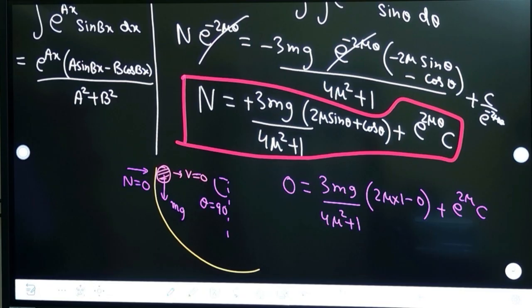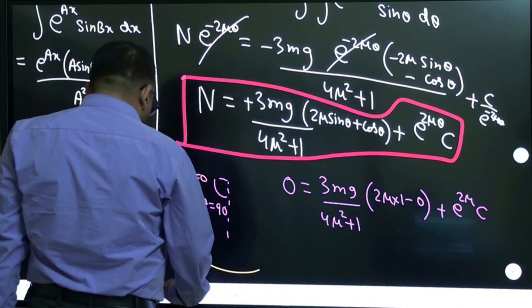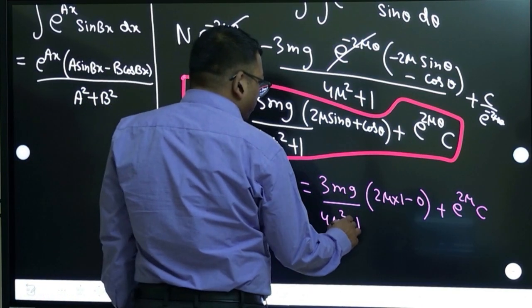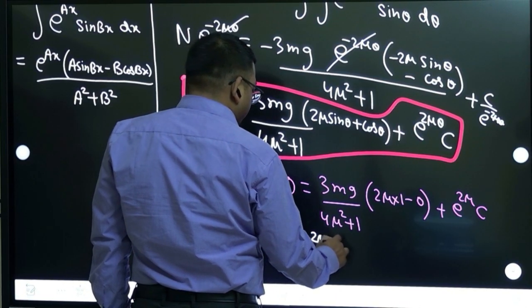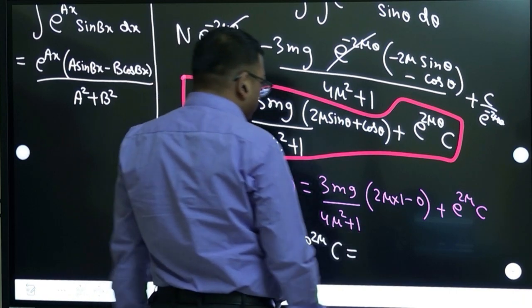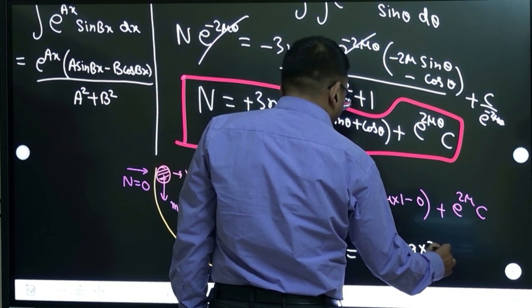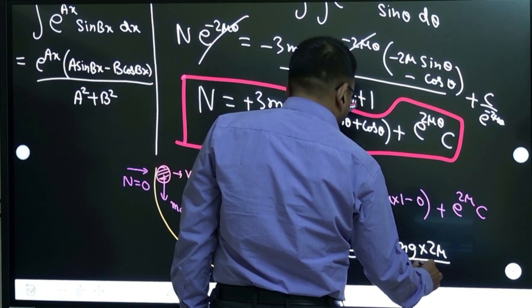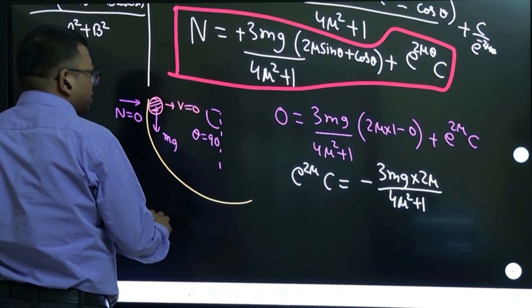Constant was given at the last, because otherwise here if you get this constant c, shall we get it here itself? Let me try with this. Then from here what to get c? So from here, e power 2 mu times c. If I am going mathematically correct, then it will be minus 3 mg into 2 mu divided by 4 mu square plus 1. Then c will be calculated, or this value we can substitute in the solution.